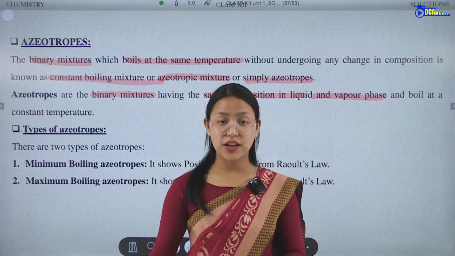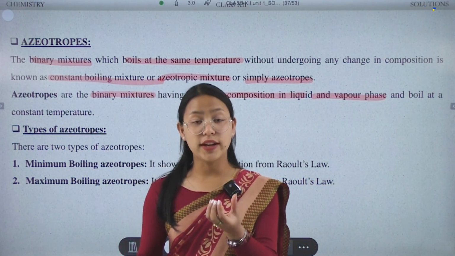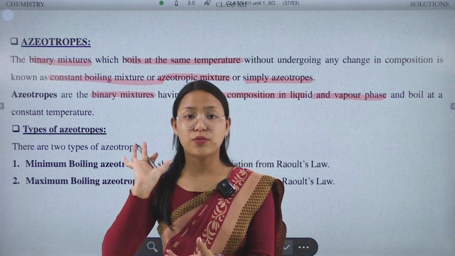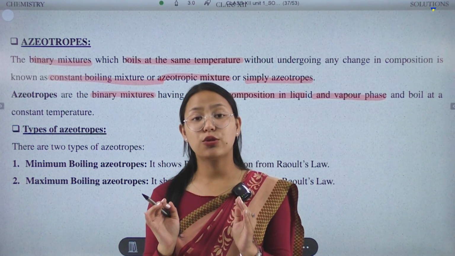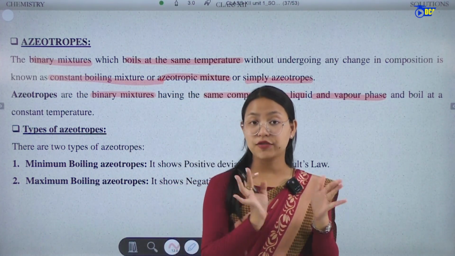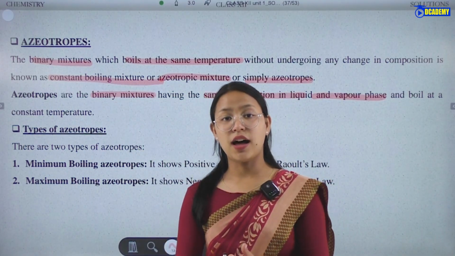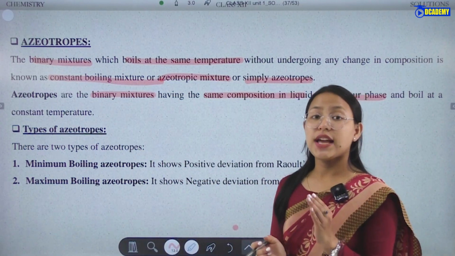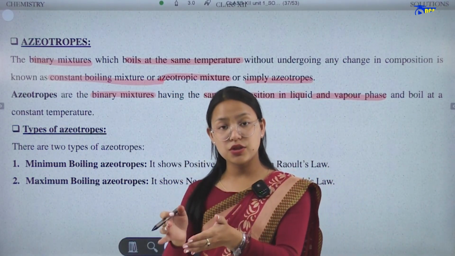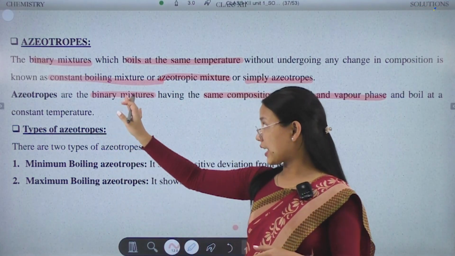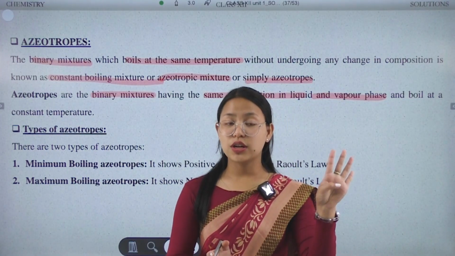Azeotropes are binary mixtures having the same composition in the liquid and vapor phase. We already know that when we boil water, vapor comes out from that water; hot water turns into steam. When a liquid is boiled, it goes into the vapor state. In azeotropes, the binary mixture has the same boiling point. The azeotropic mixture, or constant boiling mixture, is a mixture of solute and solvent.